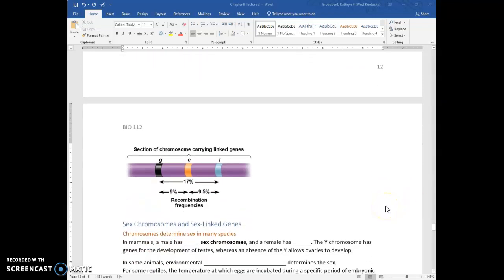We see that G and L have a recombination frequency of 17%. So we figure that those are farther away from each other. The G and C have a recombination frequency of 9%, so they're closer, and the recombination frequency of C and L is 9.5%. So we can look at all the recombination frequencies and figure out where the genes are on the chromosome.